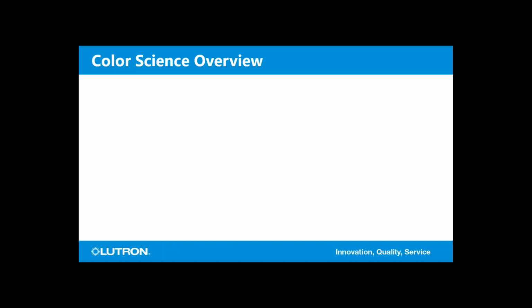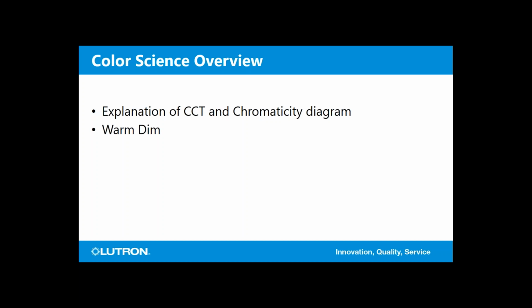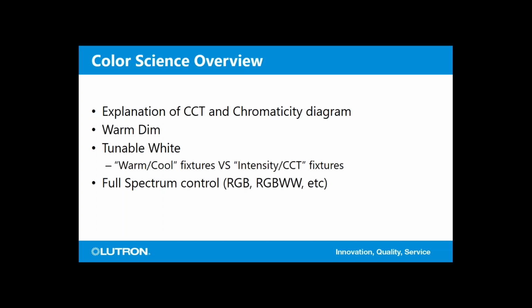Hello, as Kendall said, my name is Craig Casey. I'm here to cover a couple of sections, but we're going to start right here with the color science overview. I'm going to give you an explanation of correlated color temperature and a chromaticity diagram. I'm going to talk about warm dim, tunable white, and the difference between two different fixture styles. And I'll cover full spectrum control briefly.